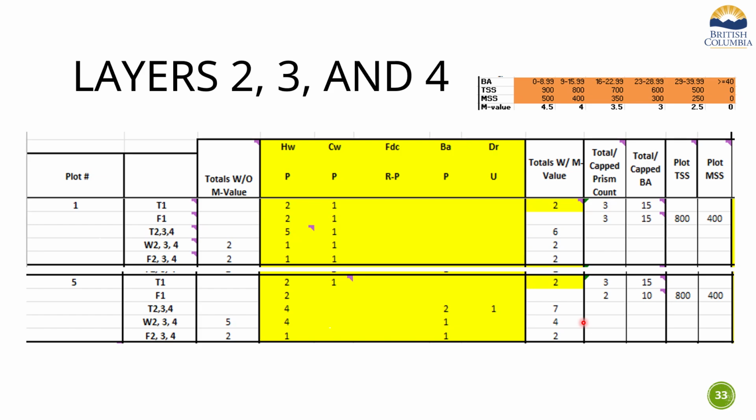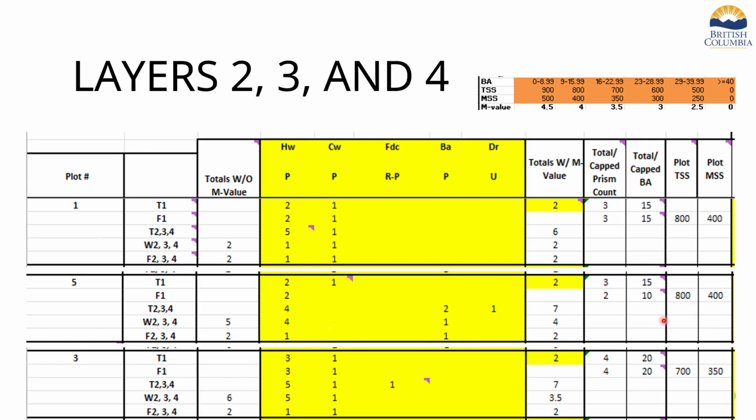And as a reminder, the M value can change plot to plot if your TSS changes, which can happen since it's linked to your plot's crop basal area. So these 2 plots happen to have the same TSS, MSS, but that can change. Our next plot might have a higher crop basal area, which then would lead to a lower TSS.